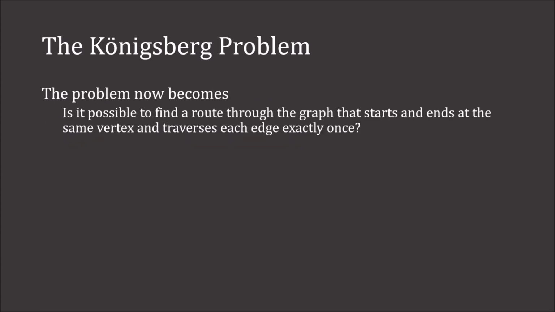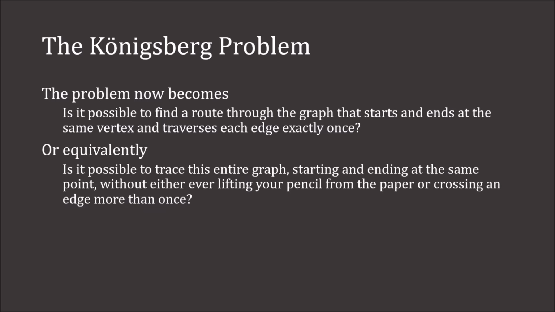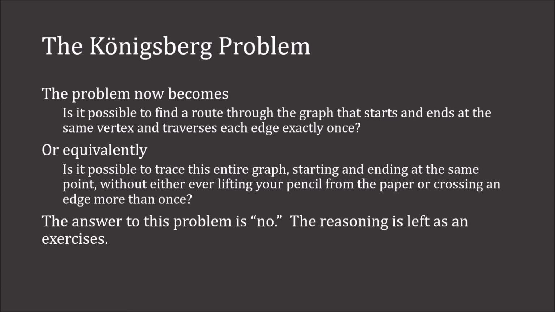The problem now becomes, is it possible to find a route through the graph that starts and ends at the same vertex and traverses each edge exactly once? Or equivalently, is it possible to trace this entire graph, starting and ending at the same point, without ever lifting your pencil from the paper or crossing an edge more than once? The answer is no, and the reasoning will be left as an exercise.